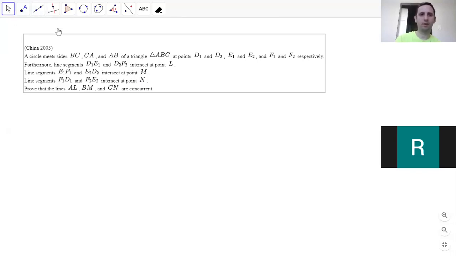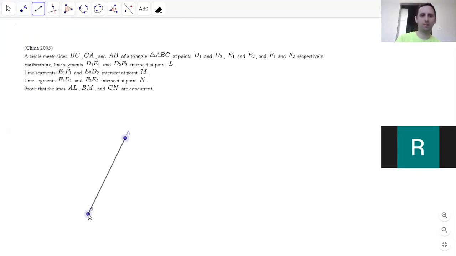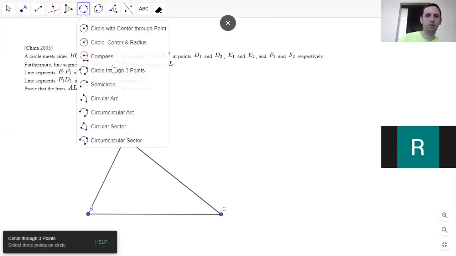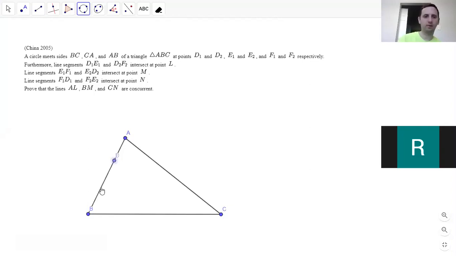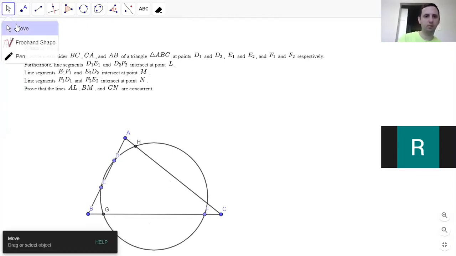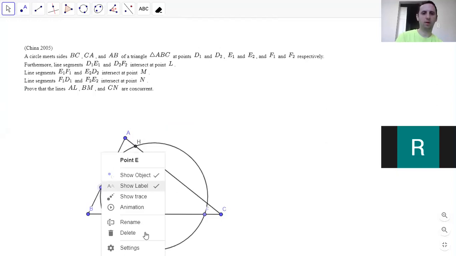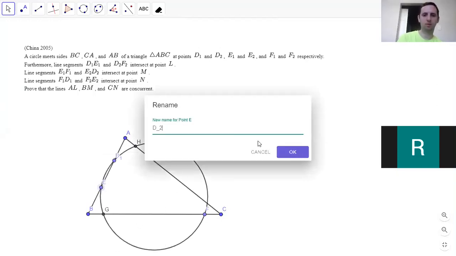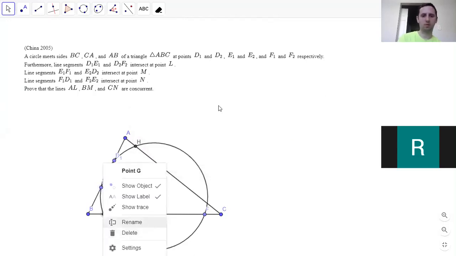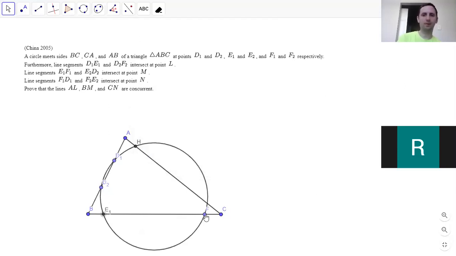So we have a triangle ABC. This one looked really interesting. And we have a circle, and it meets the sides at 6 points. So it could be sort of any circle. I'm going to rename the points in just a second. So it intersects AB at D1 and D2, BC at E1 and E2. So yeah, I like this problem. It's like a very generic configuration.